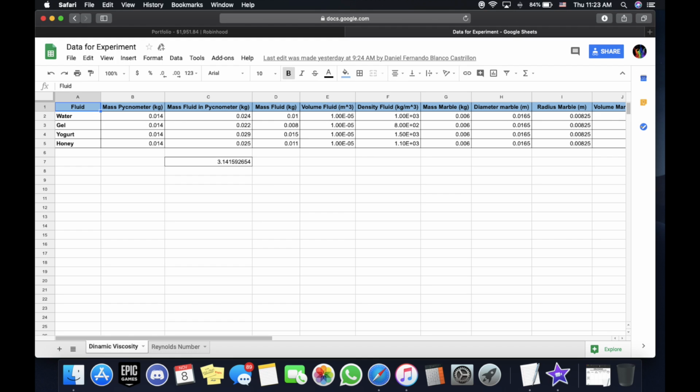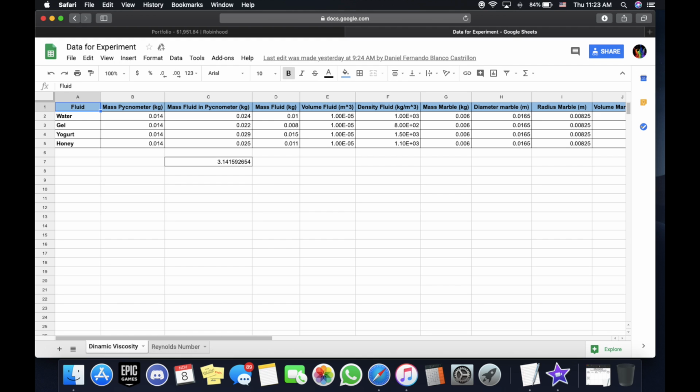The second data point was the mass of fluid in the pycnometer. Each different fluid is going to have a different mass. For water, it was 0.024 with the fluid inside the pycnometer. For gel, it was 0.022. For yogurt, it was 0.029. And for honey, it was 0.025. For the mass of fluid, we just subtracted the mass of fluid in the pycnometer minus the mass of the empty pycnometer, and that gave us the mass of the fluid alone.